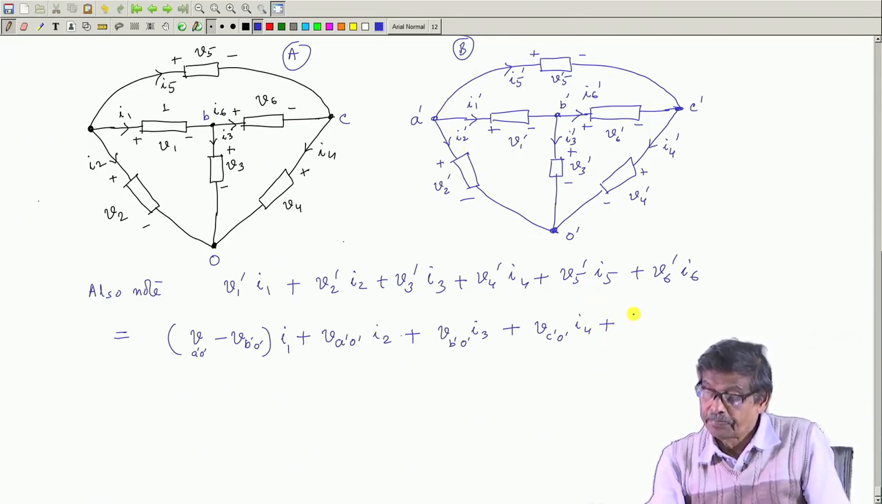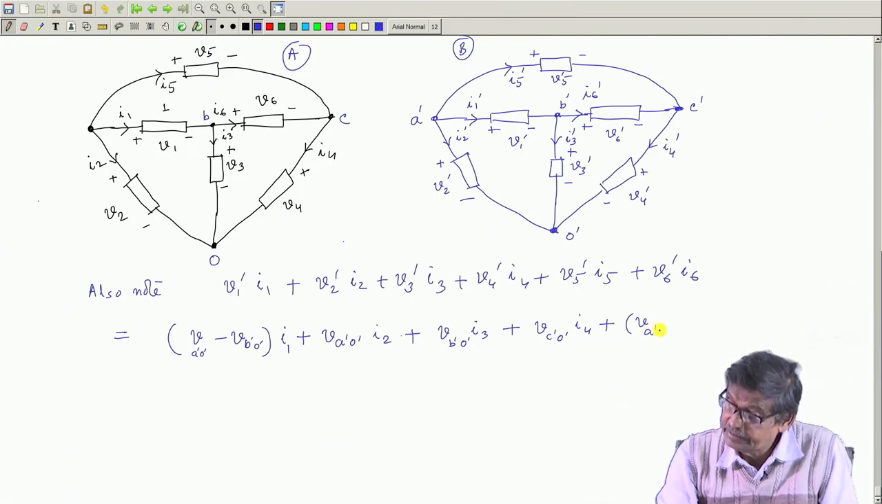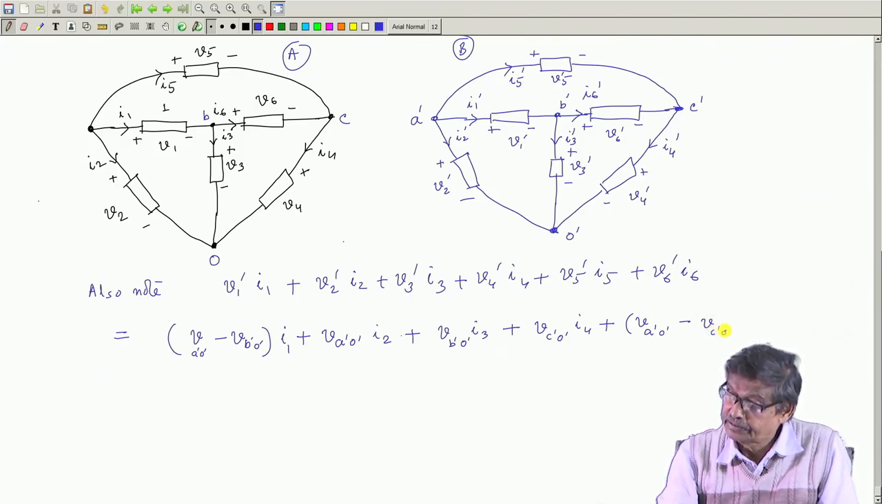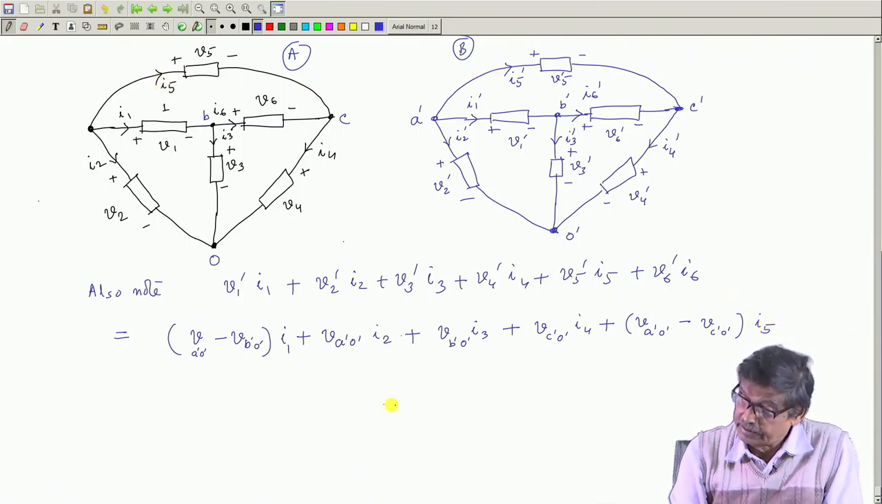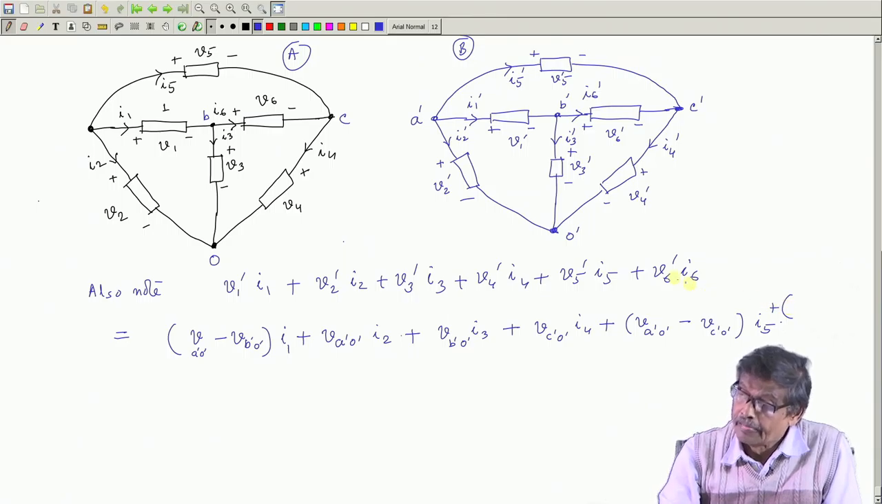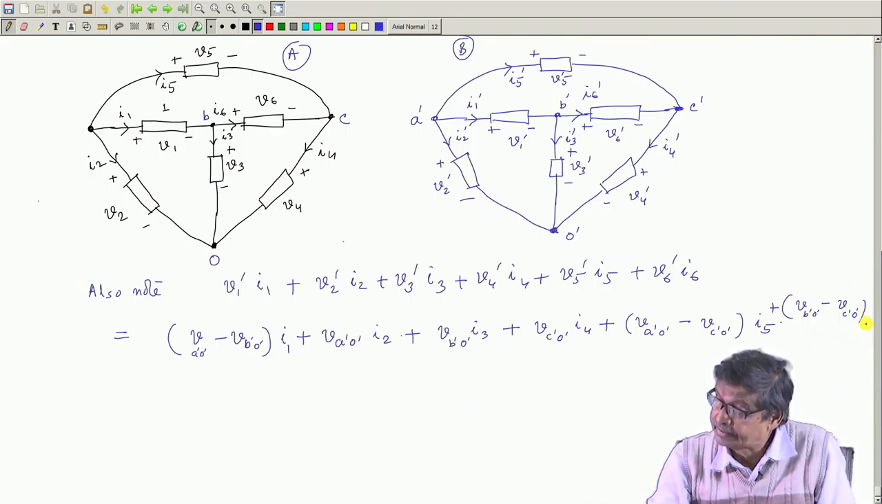element 5, V A dashed 0 dashed, I am always making mistakes, V A dashed 0 dashed minus V C dashed 0 dashed, and that will be into I5, current of this circuit, and finally, the last term, that will be plus element 6, which is V B dashed 0 dashed minus V C dashed 0 dashed into I6.